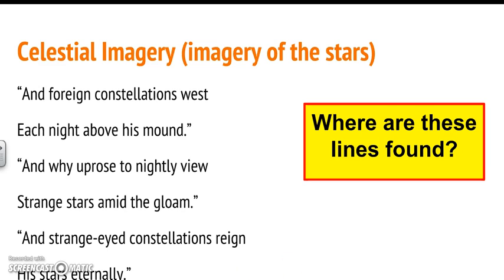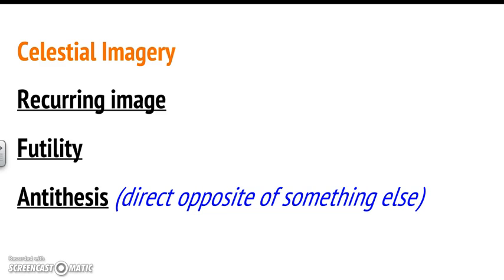And the celestial imagery is a recurring image, repeating, a recurrent image throughout this poem. It is used, Thomas Hardy uses it to give the poem a certain tone.